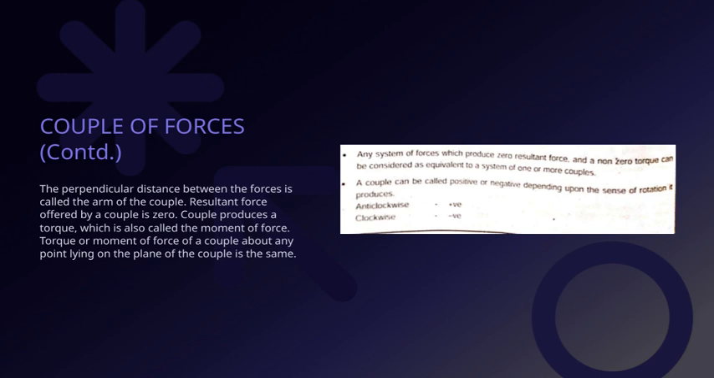Even though there's no resultant force, the couple still creates a turning effect, which we call torque or the moment of force. Another key point is that the torque or moment of force generated by a couple about any point lying on the plane of the couple remains the same. This means that no matter where you choose to measure from within that plane, the turning effect stays constant. This concept ties into the overall theme of understanding how forces produce motion, especially rotational motion, and how couples are fundamental in creating pure moments without resulting in a net force.